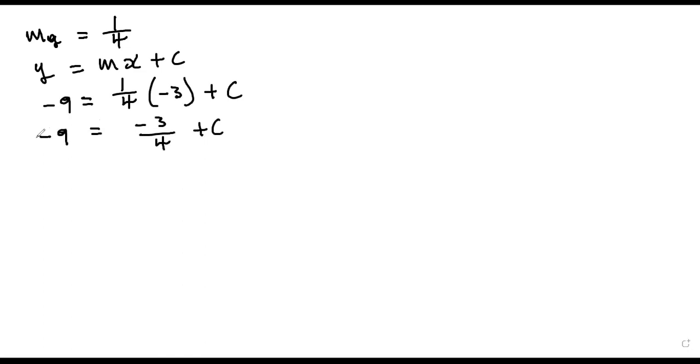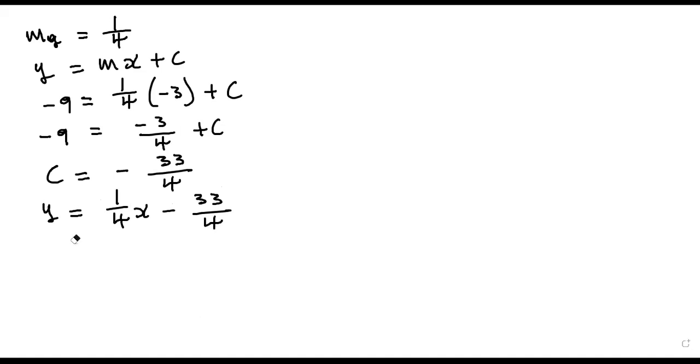So how much is -9 plus 3/4? We realize that the value of c will just be -33/4. What is the meaning of this? It means the equation of g of x is going to be y equals 1/4x minus 33/4, like that. But because it's a function, I think it's wise to write it in functional notation. So we are saying g of x is equal to this whole thing, like that.